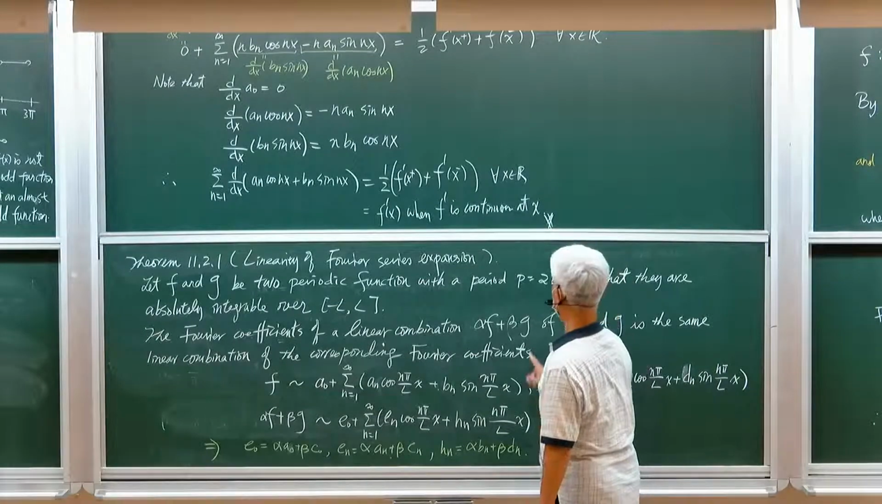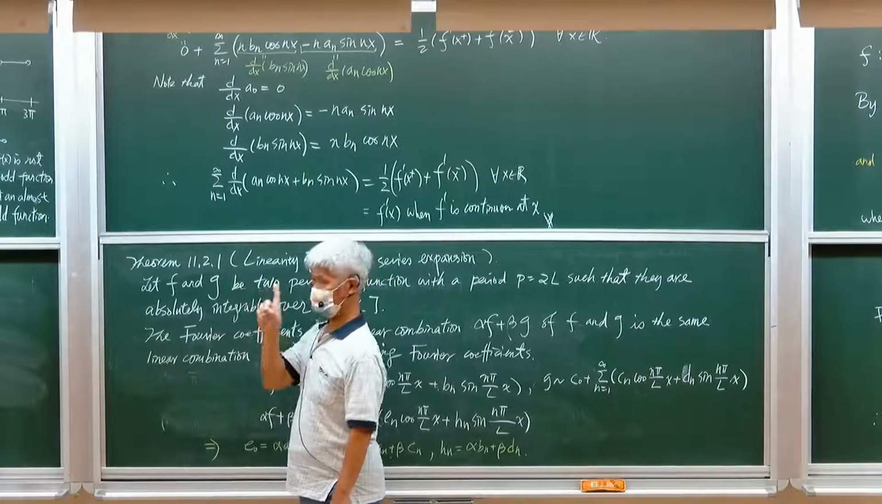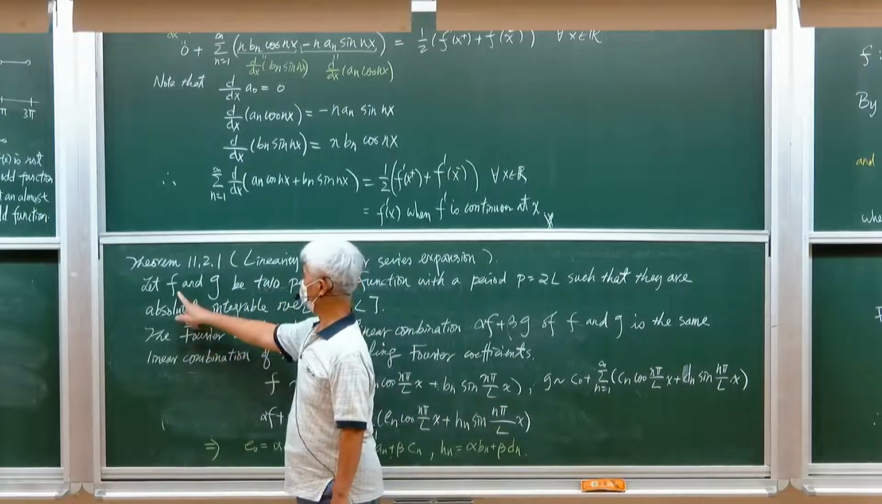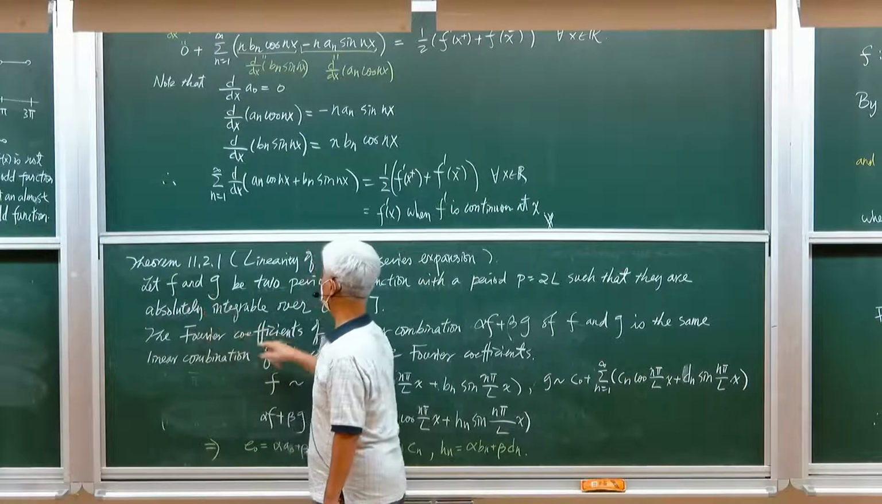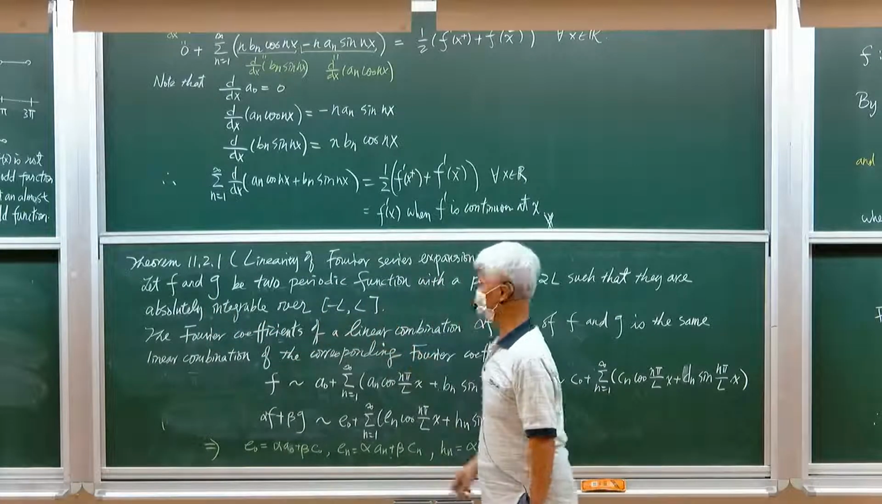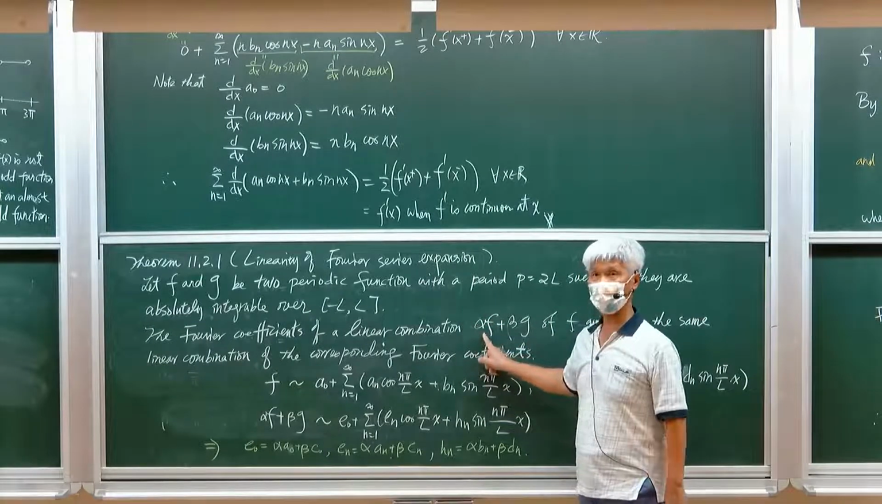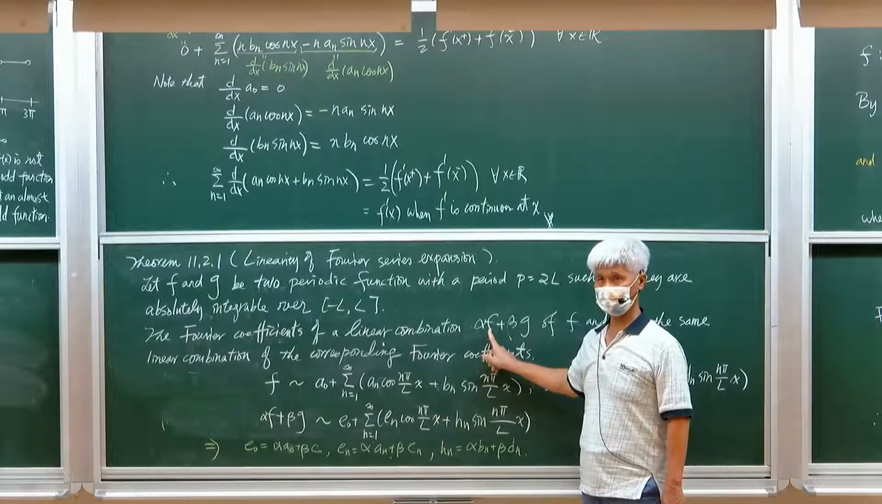All right. Now we have to check one thing. When f and g are absolutely integrable over this period, then any linear combination is also absolutely integrable. Why?